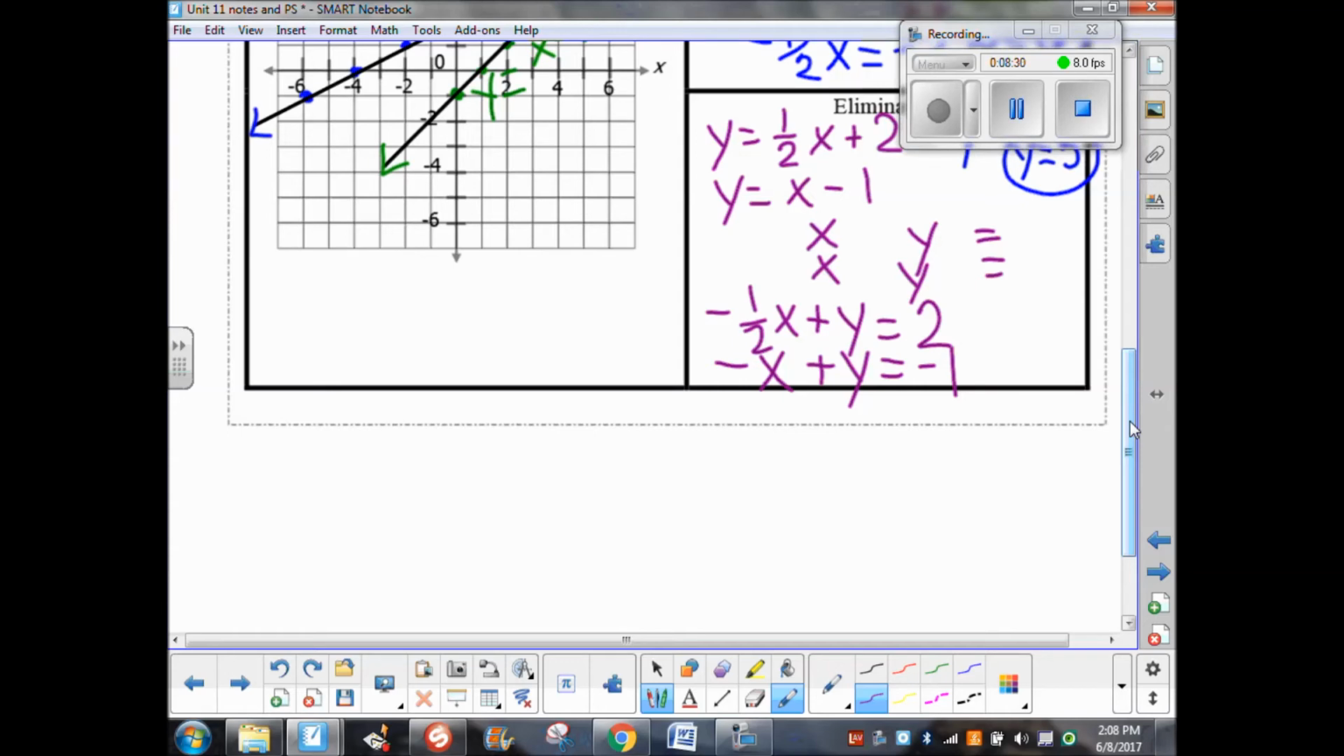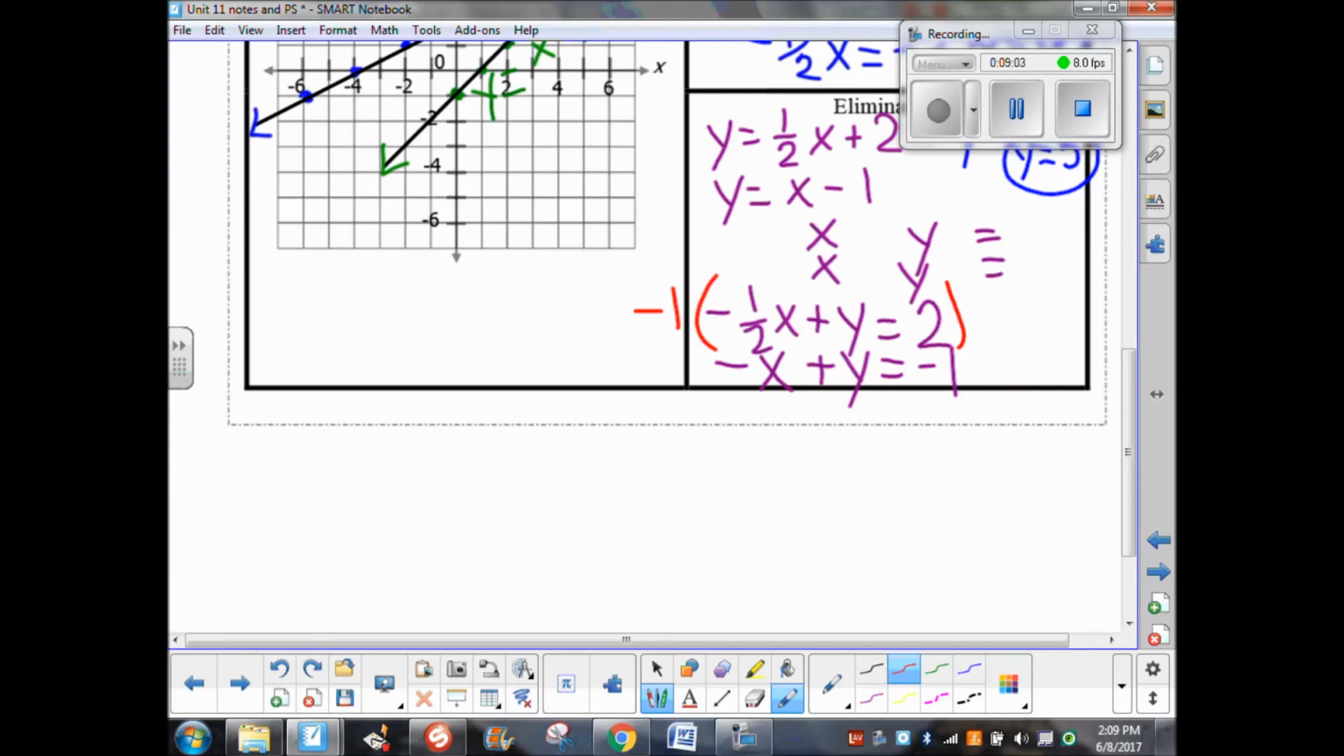Y. Remember, we want to get opposites over each other. So right now I have a plus 1 and a plus 1. Well, what's the opposite of positive 1? Negative 1. So I'm going to pick one of those equations and multiply it by negative 1. That will give us opposites. Does it matter? I don't know. Sure, let's do that one. Multiply that top equation by negative 1. The whole equation in parentheses, the big distributing problem.